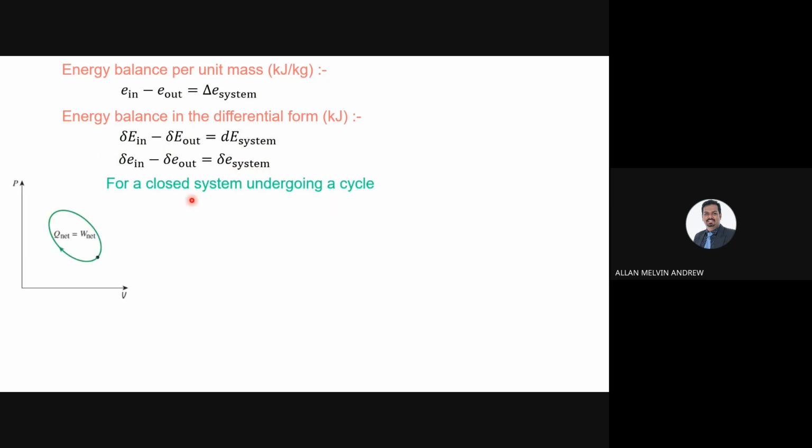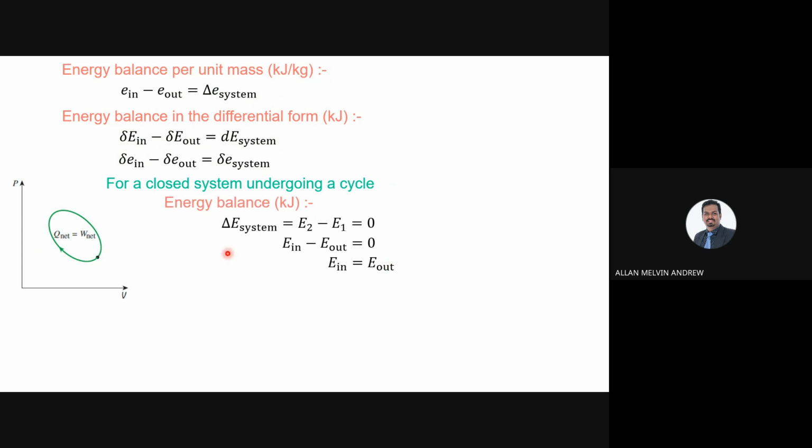Okay, for a closed system undergoing a cycle. A cycle we have discussed before. Cycle means you start from point one, go one round and end at point one. So that is one complete cycle. Let's say you have a few points, from point one to point two to point three to point four, then go back to point one. If the starting and end states are the same, we know that the system is undergoing a cycle.